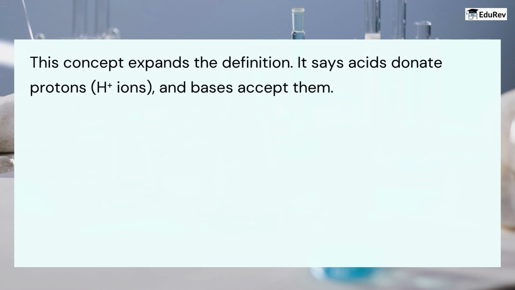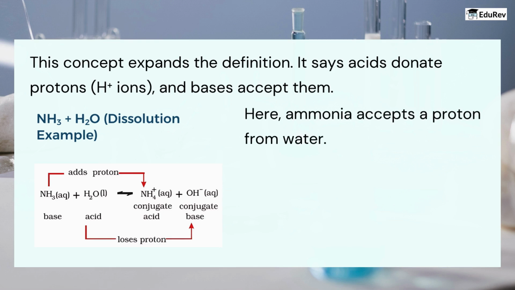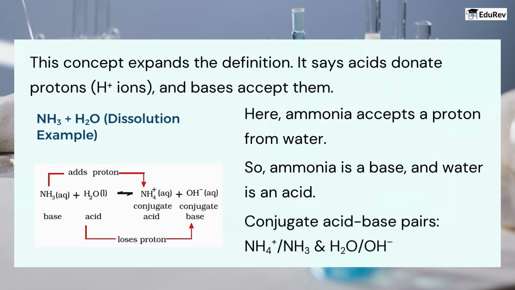Let's take an example. NH3 plus H2O gives NH4 plus and OH minus. Here, ammonia accepts a proton from water, so ammonia is a base and water is an acid. The conjugate acid-base pairs here are NH4 plus pairs with NH3, and H2O pairs with OH minus.